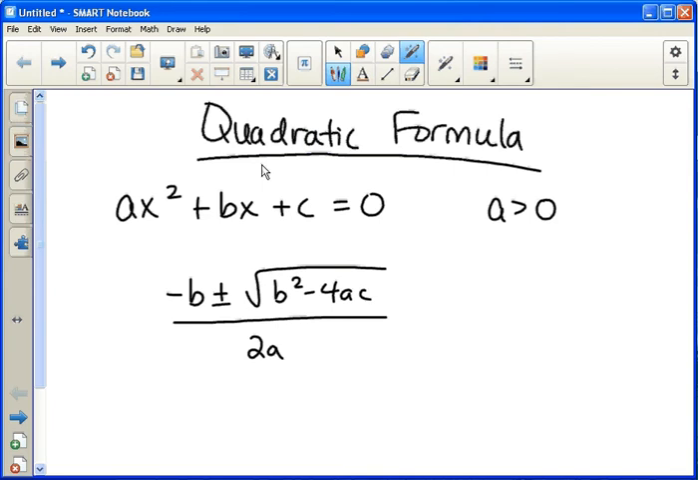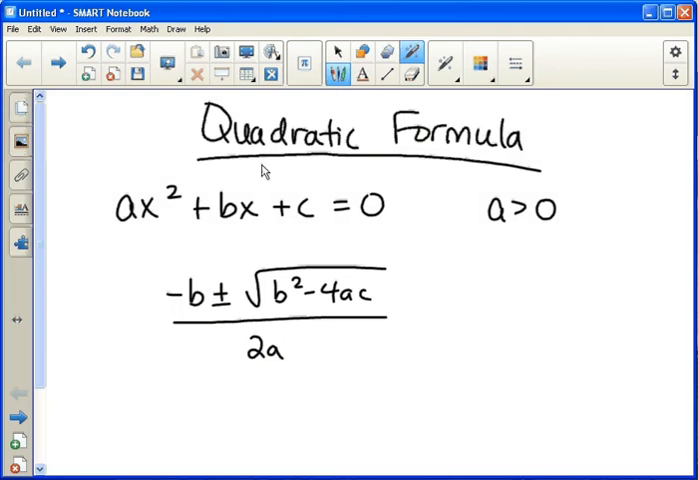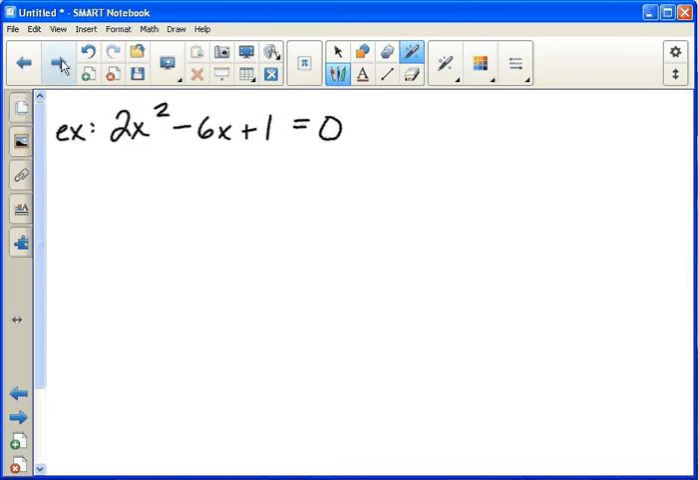And then of course down here is the actual quadratic formula. Negative b plus or minus square root of b squared minus 4ac all over 2a. So let's just dive in and do some examples here. First thing I would recommend, make sure it's in the right form: ax squared plus bx plus c equals 0. Okay, we're good there. Next is to identify the a, b, and c.